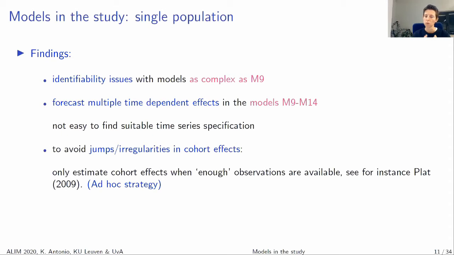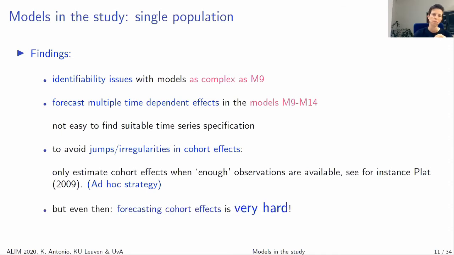If there are not enough observations available, let's leave them out of the time series that you get for the calibrated cohort effects, and let's only build a time series model on those estimated cohort effects for which I have a sufficient amount of exposure years available.